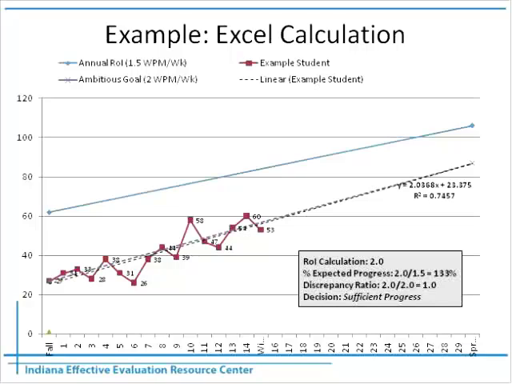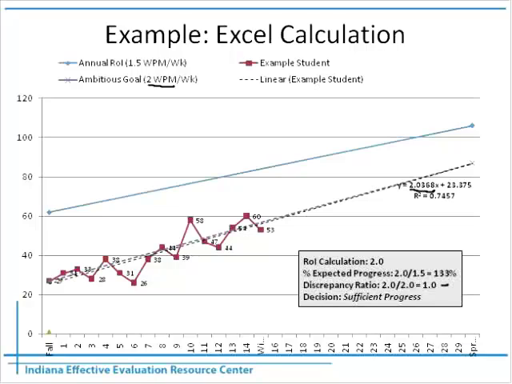So here's an example of the exact same data that we were working with before. And out here, on the very end, you can see the information that Excel spit out. We asked Excel to calculate a trend line for the red line of student progress data, and this number right here, right before the X, is the calculated slope of the line, or the rate of improvement. So in this model, the student is gaining 2.0368 words correct per minute per week, and in comparison to our ambitious goal of 2, we would determine that the student is making sufficient progress.